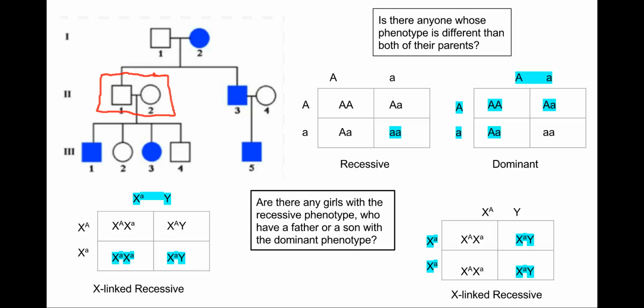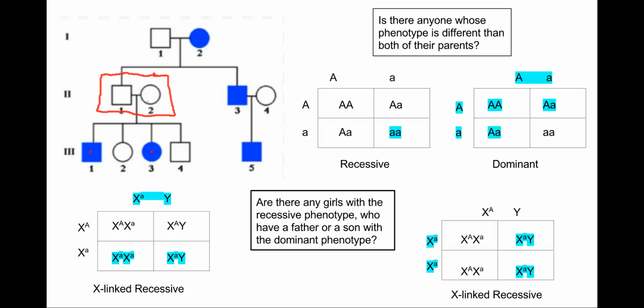But neither one of these have it. So then we want to know, do they have any children that are different from them? Is there anyone with a phenotype different from both of their parents? And there are, because these two right here do not have the same phenotype as their parents. And now from that, we can try and figure out whether it's recessive or whether it's dominant.